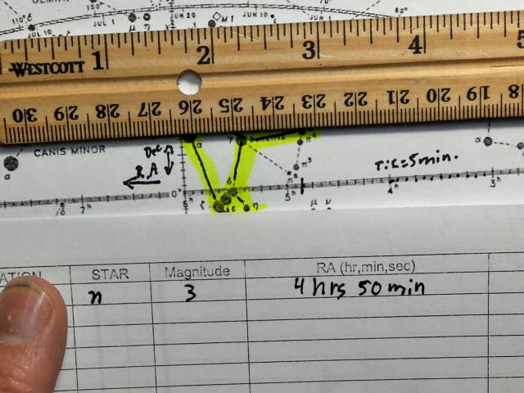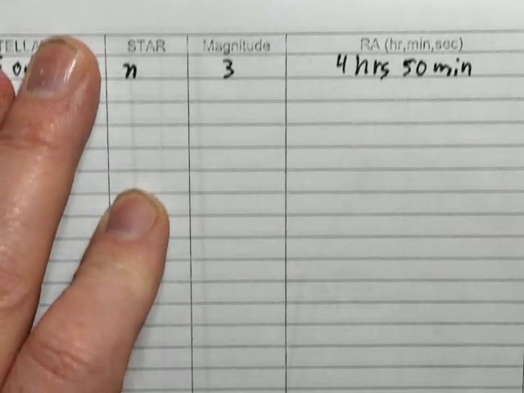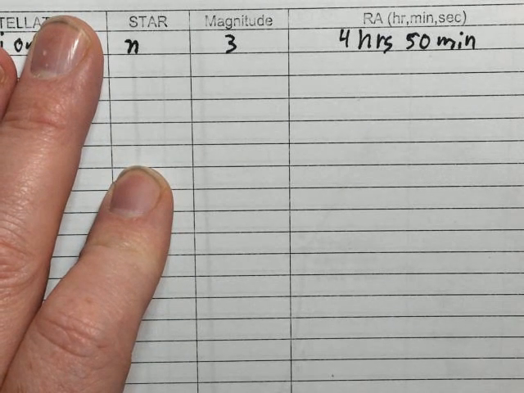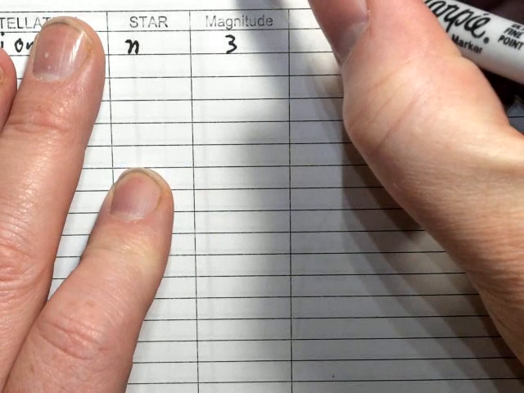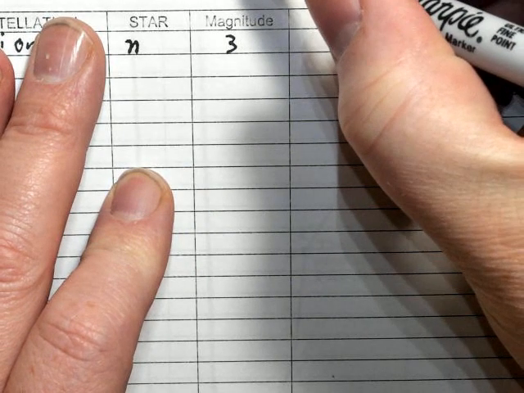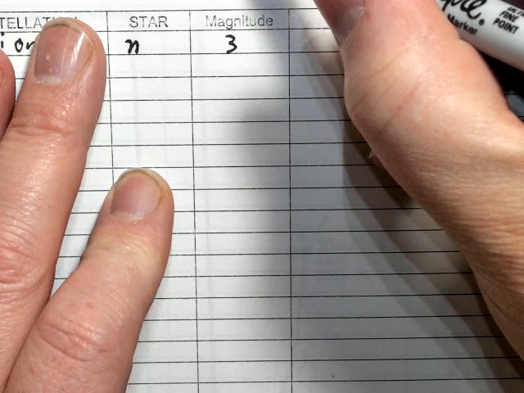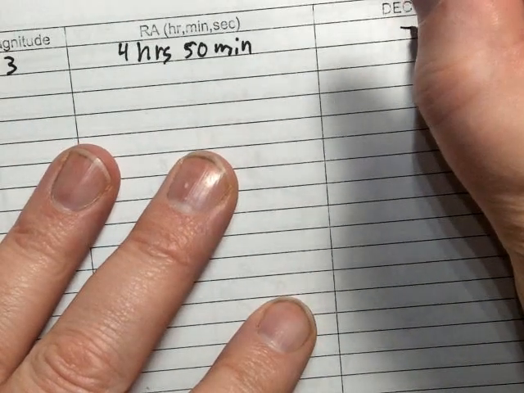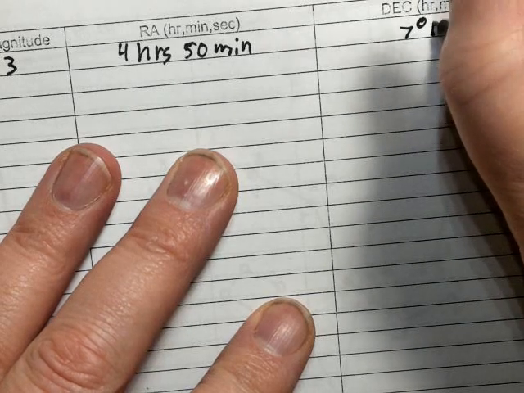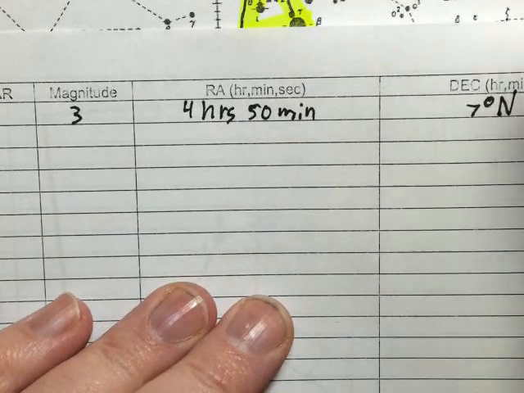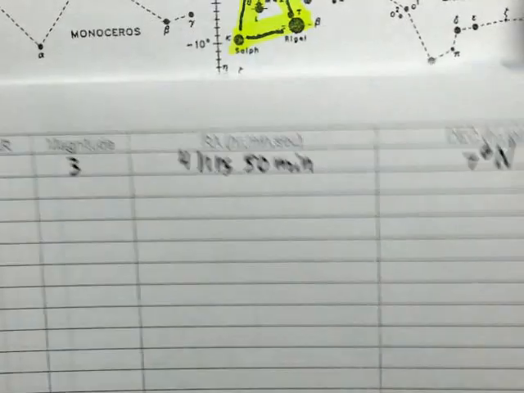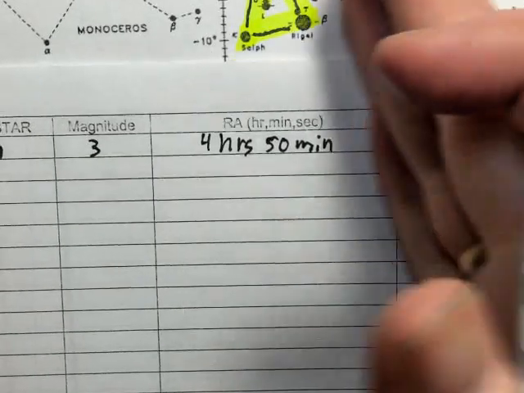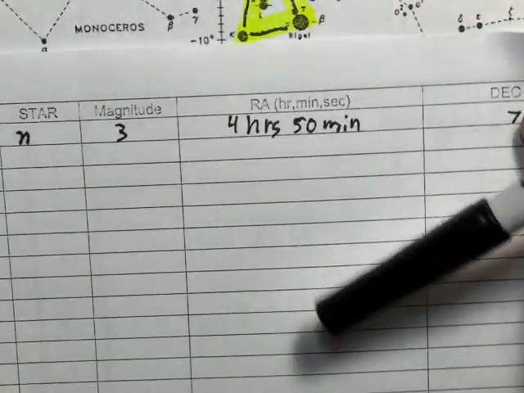So if I look across to the line, it looks like 0 here, 1, 2, 3, 4, 5, 6, 7. Looks like 7 degrees north because it's above the equator. And then I'm just going to work my way to the left.